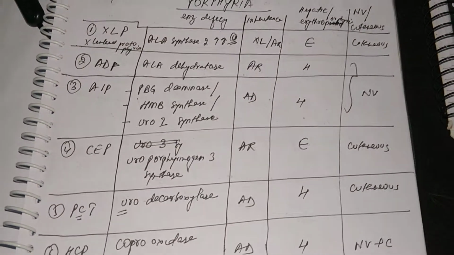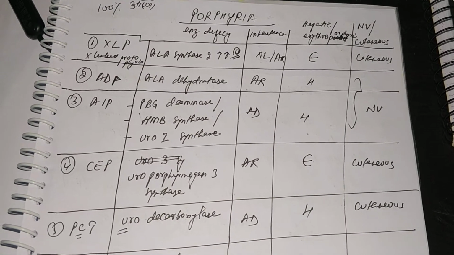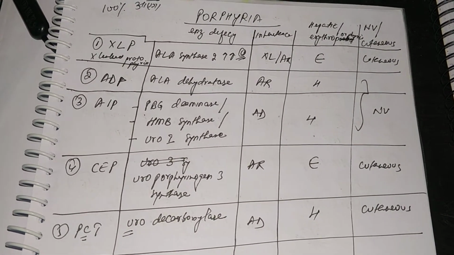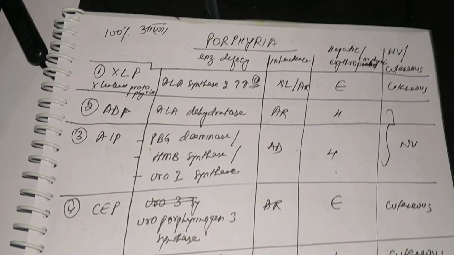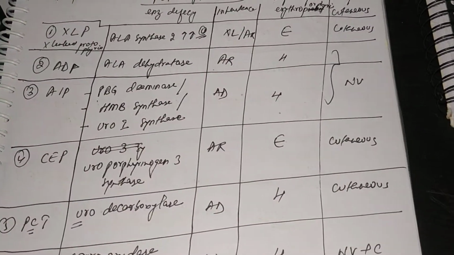Hello guys. Today I'm going to discuss the topic of porphyria, and I think this topic is very important. That is why I've written here "100% आएगा". So there are 8 porphyrias, and we need to remember all of them.